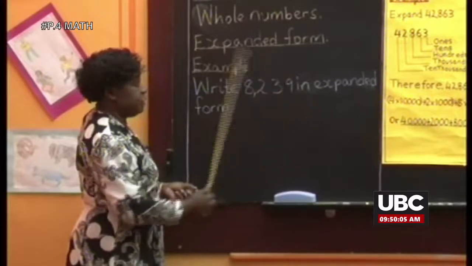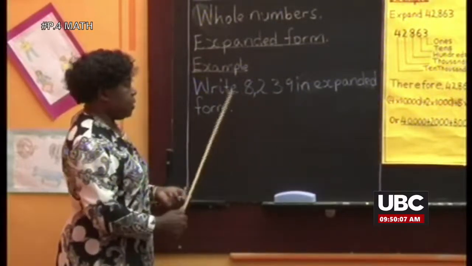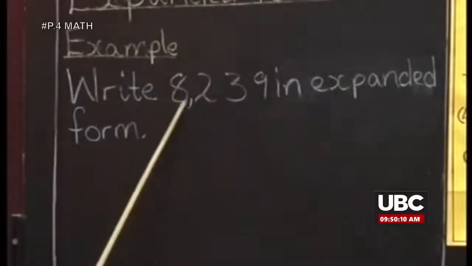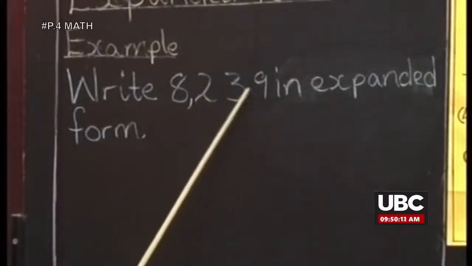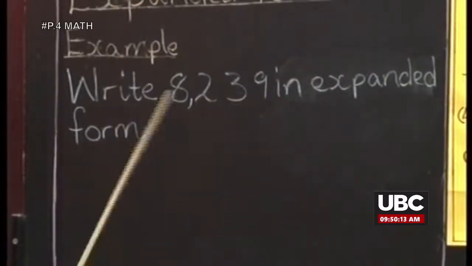Our second example says, write 8,239 in expanded form.